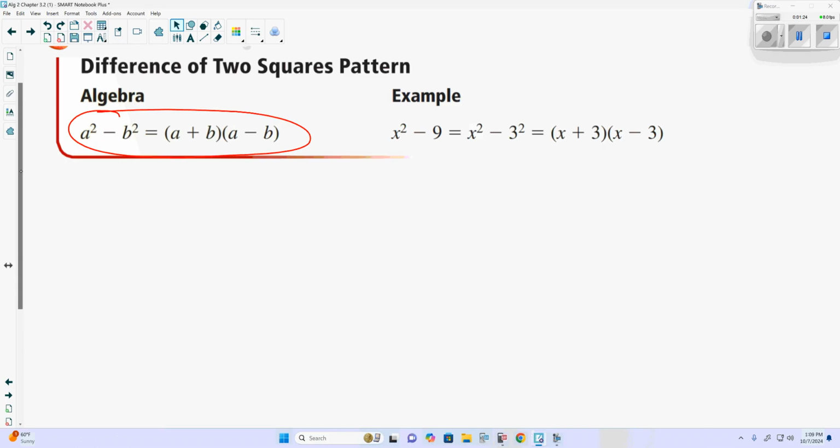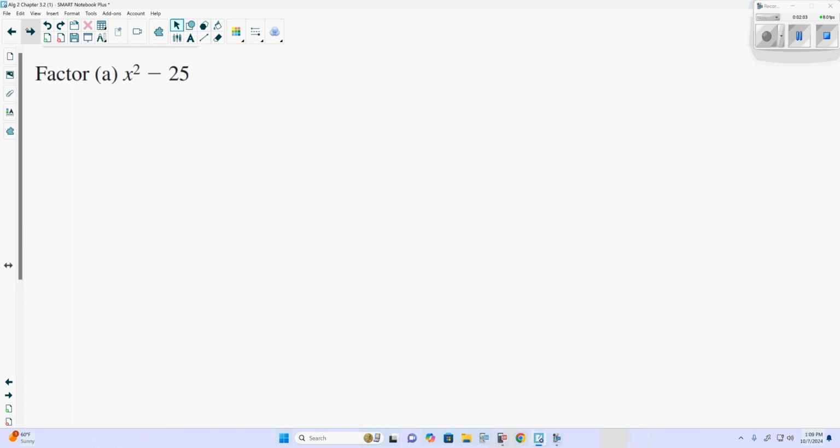The example they gave is x squared minus 9. So we can find a and b. Our a would be x, and b would be 3, because what times itself is x squared? It is x. X times x gives us x squared. For our b, we're looking for what times itself is 9. That'd be 3, 3 times itself is 9. So we get a plus b, x plus 3, times a minus b, x minus 3. That's it. That's all we're doing? Yes.